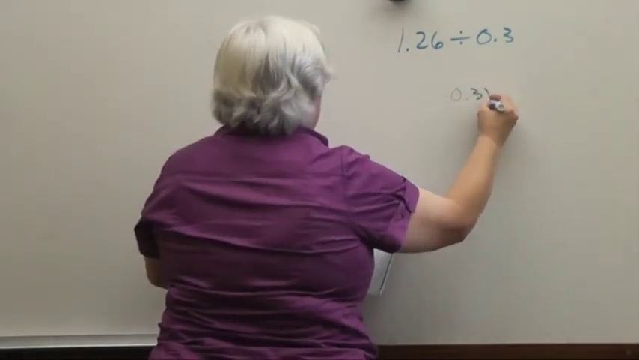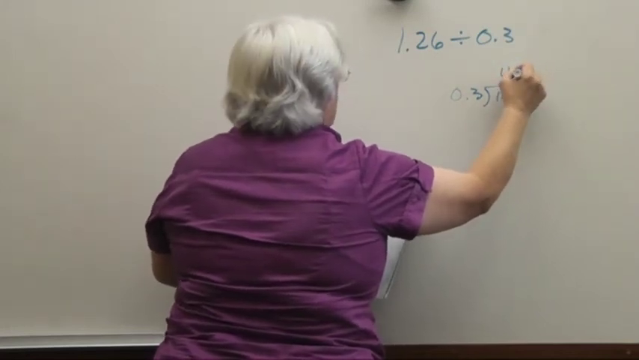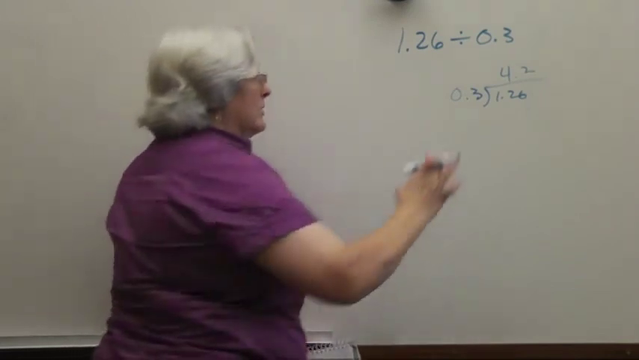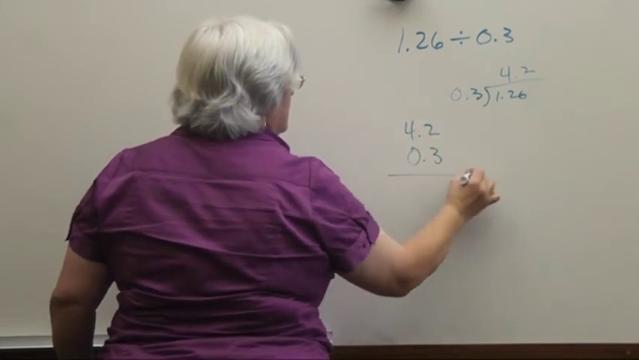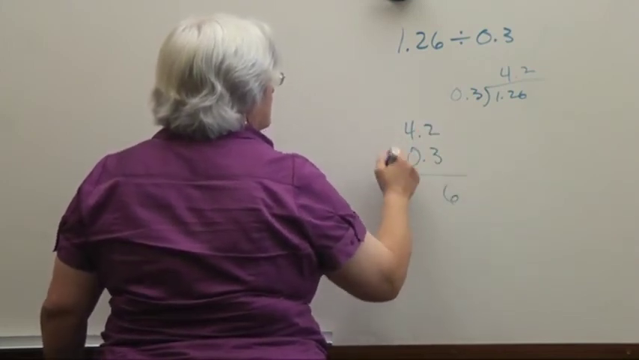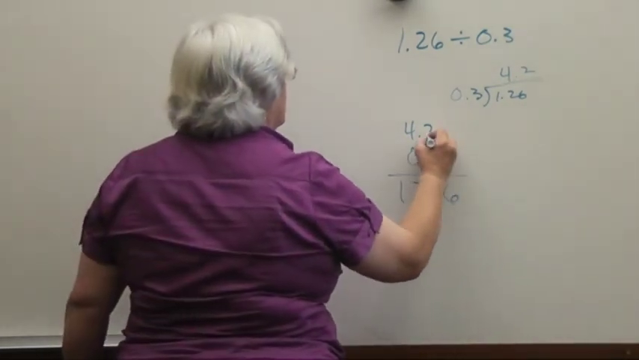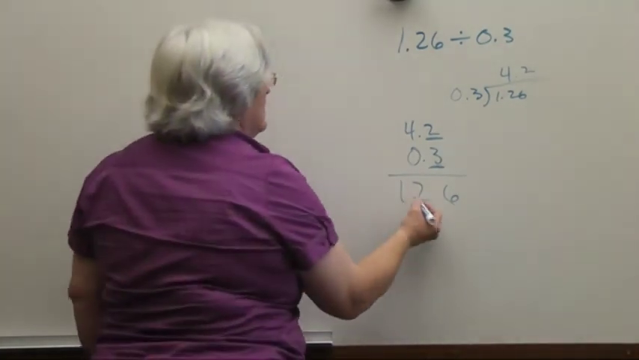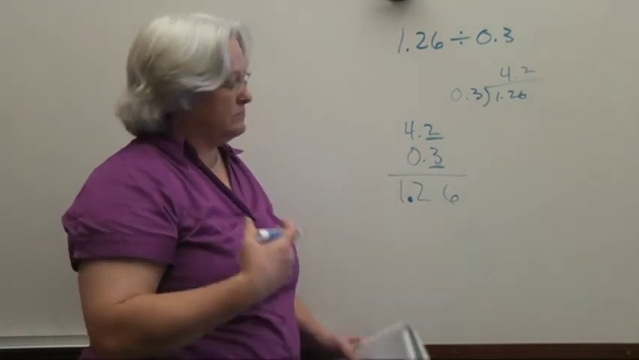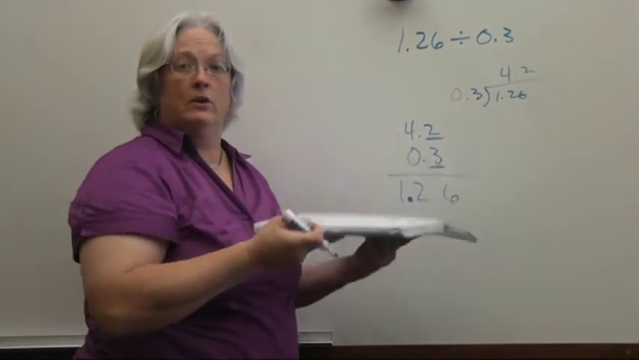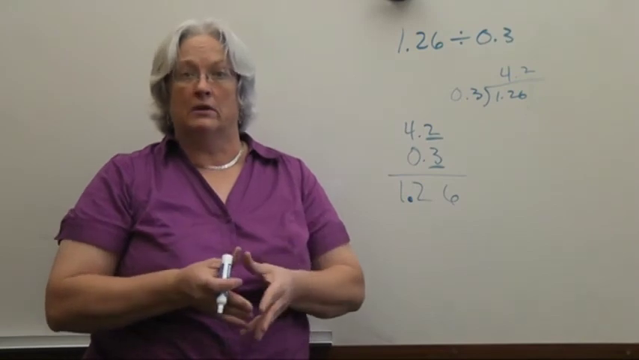We had 0.3 into 1.26 is equal to 4.2. How do you check your work? You multiply these numbers together. 0.3 times 4.2, 3 times 2 is 6, 3 times 4 is 12. Where do I locate the decimal point? I have 2 digits after the decimal. Decimal point is located right there, 1.26. So if you are still having trouble multiplying, dividing, adding, subtracting rational numbers, go back to Khan Academy.